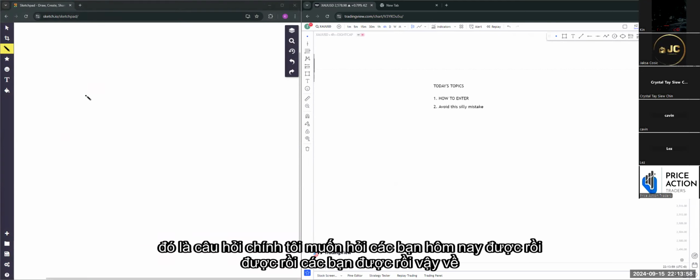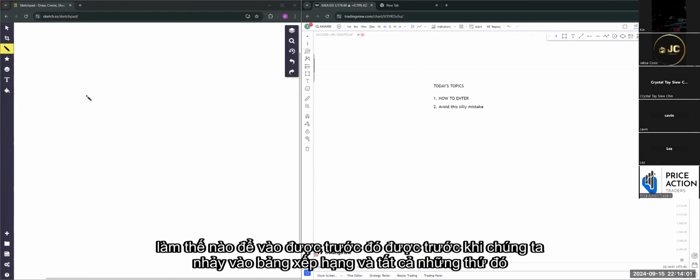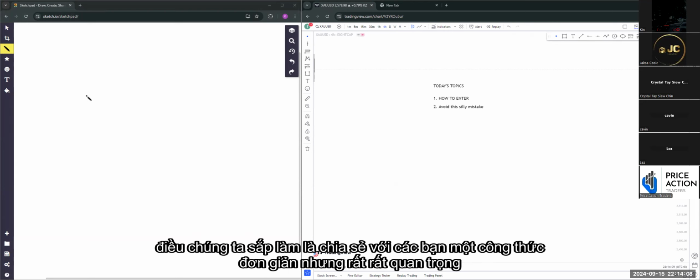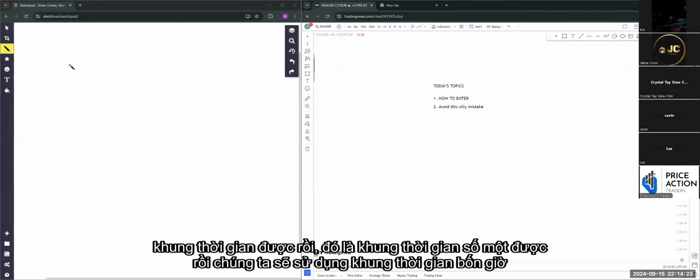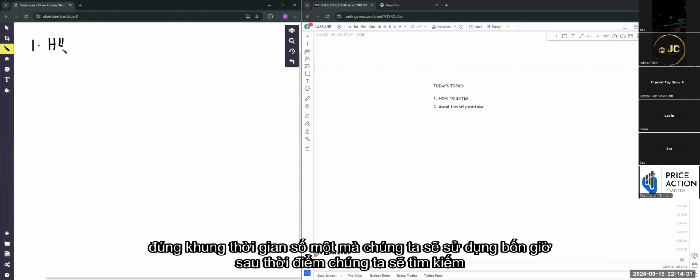All right, guys, about how to enter. Before we jump into the charts and all of that, I'm going to share one simple formula that is very, very important. In this formula, we're going to use 3 time frames. Time frame number 1 is the 4-hour time frame.